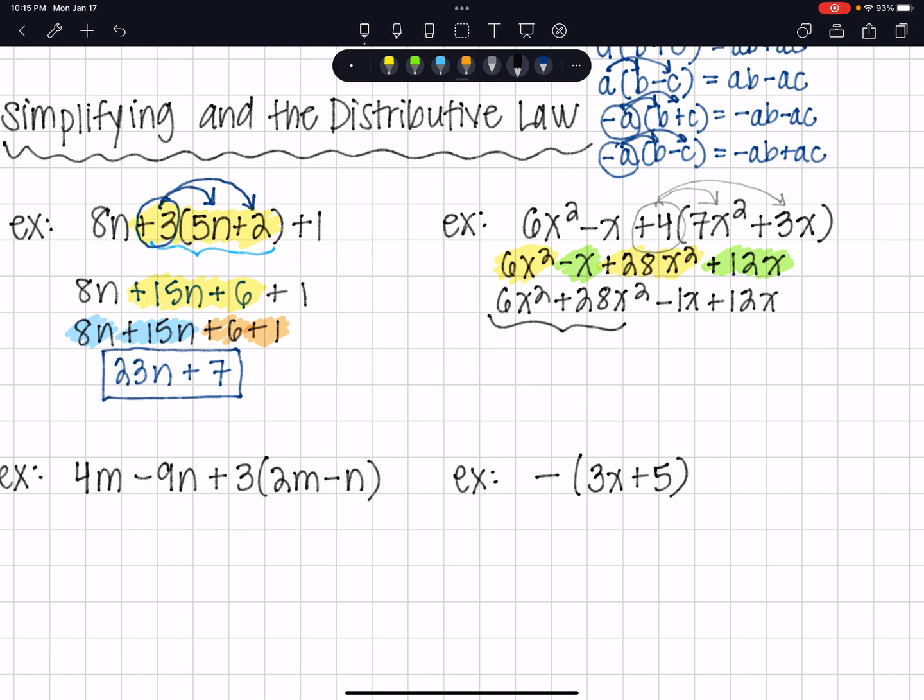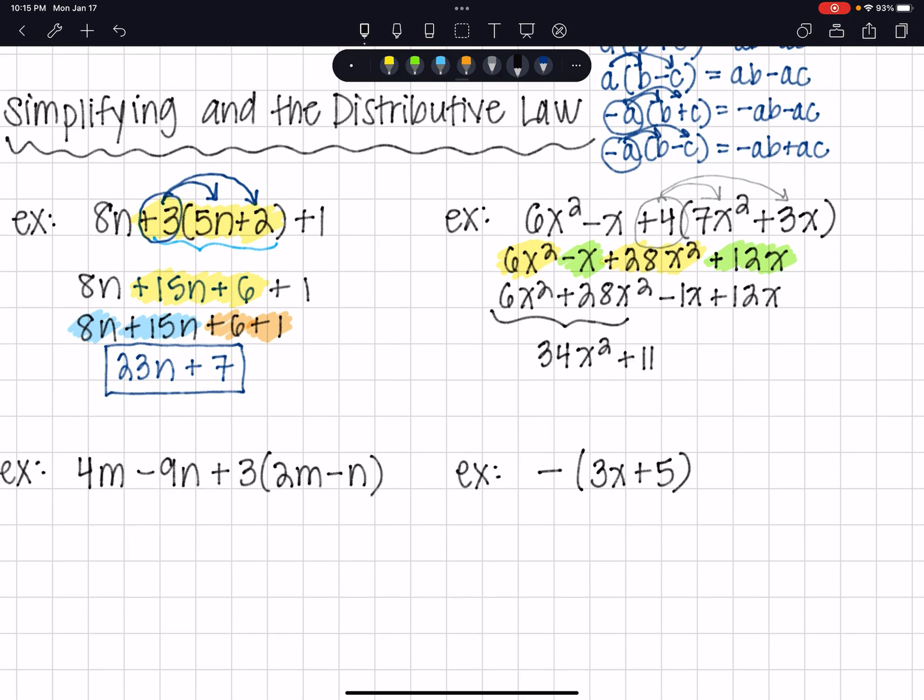6x squared plus 28x squared is 34x squared. And negative 1x plus 12x is 11x. Those two terms do not combine anymore because they're not like terms. So we keep them separate, and that's our answer.